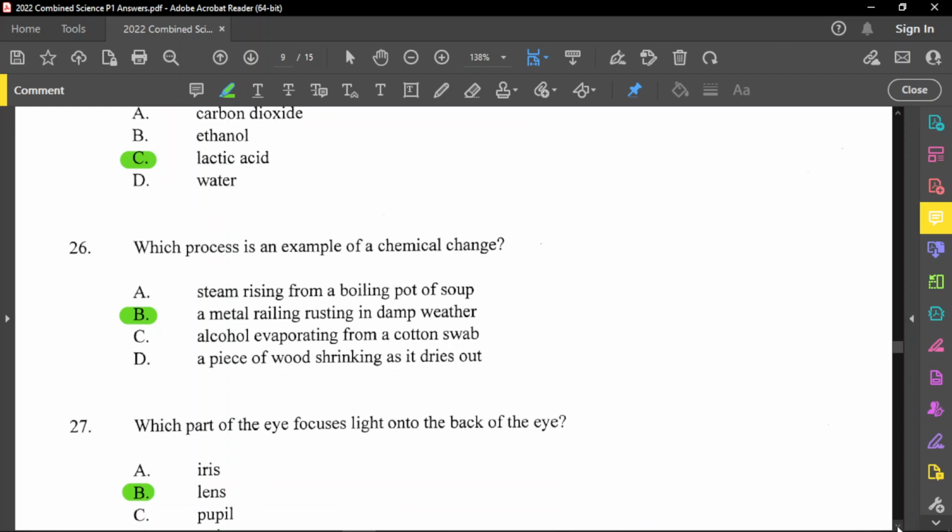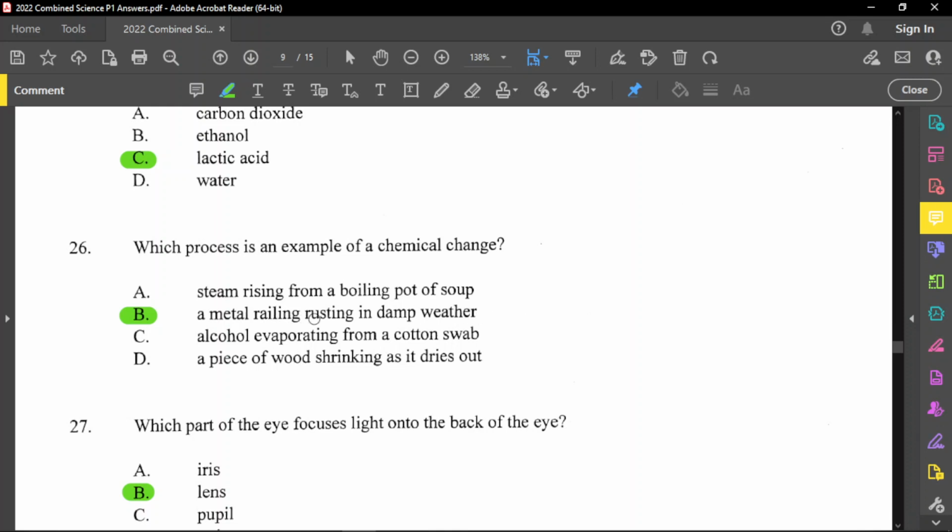Question 26 is which process is an example of a chemical change? And with a chemical change, you're going to get something that is totally new. All right, and so steam rising from a boiling pot is just a physical change. It's just that it moved from a liquid to a gaseous form. So metal rusting in damp weather.